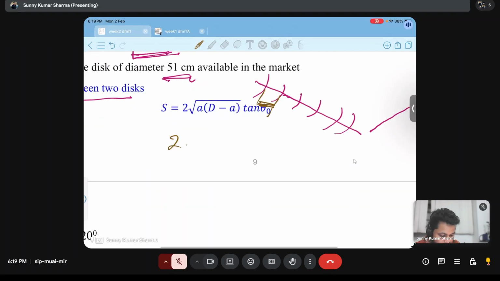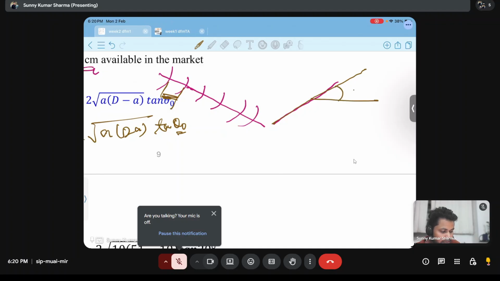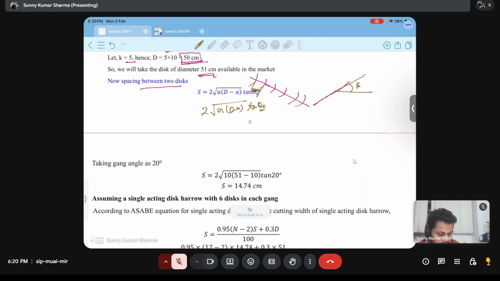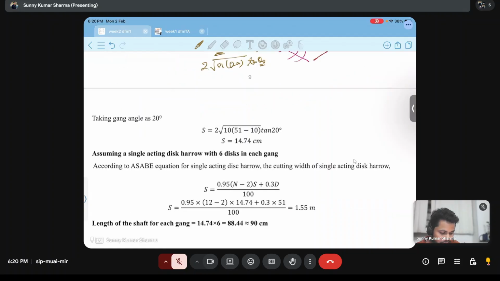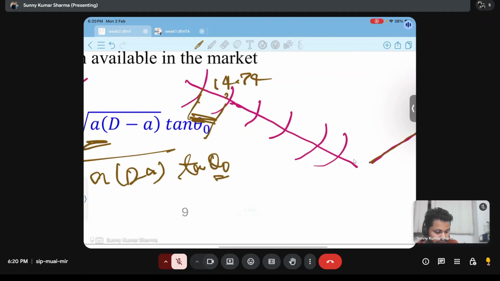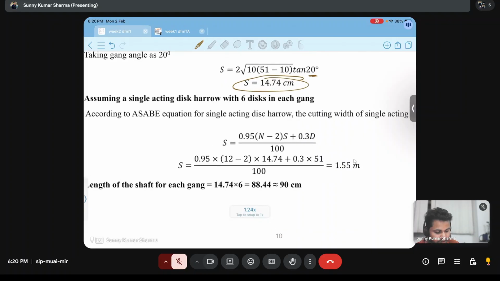For disc spacing, we have a formula: 2 into a into (d minus a) into tan theta 0, where theta 0 is the gang angle. Suppose this is the single acting disc harrow, then this is the gang angle, which we denote by beta. If a is the working depth, we put that a value and theta value, and we get the disc spacing as 14.74. This spacing is 14.74.